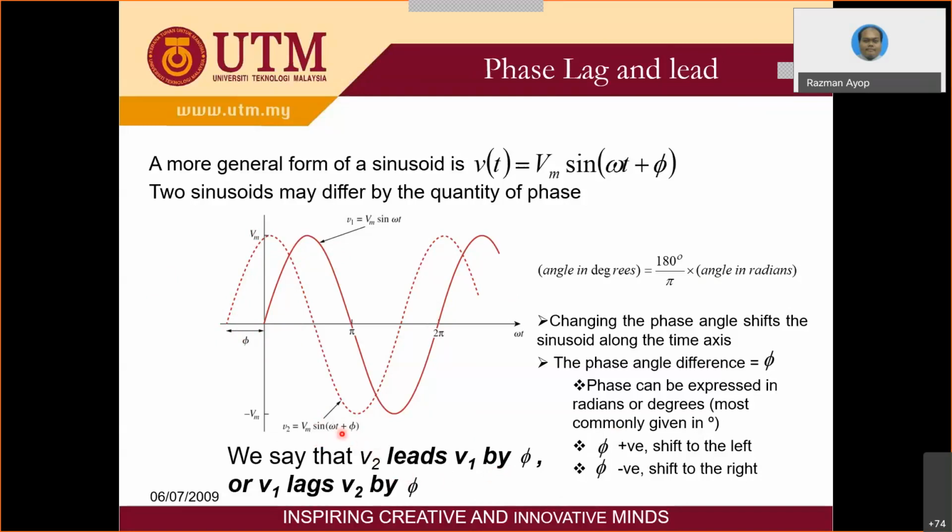Okay, if you can see here, if it is plus, automatically, if the value of V2 is much larger, the angle is much larger, V2 will automatically lead V1 by that many degrees. So you need to know. Or you can write that V1 is lagging V2 by the angle. So you need to know how to draw. If positive, it means shift to the left, and negative means shift to the right. So you have to recall how to draw this.